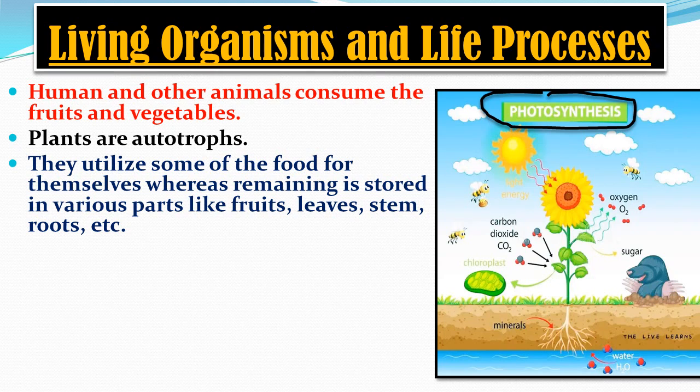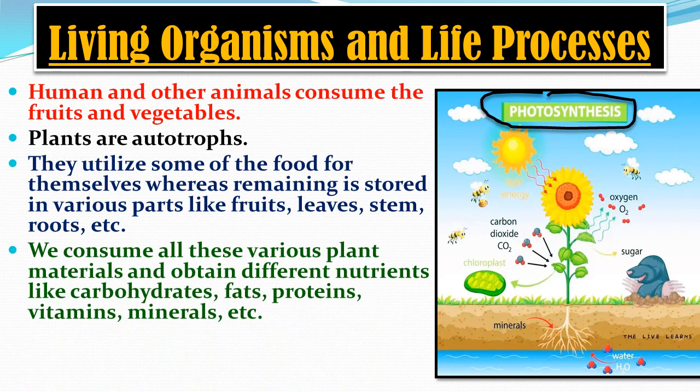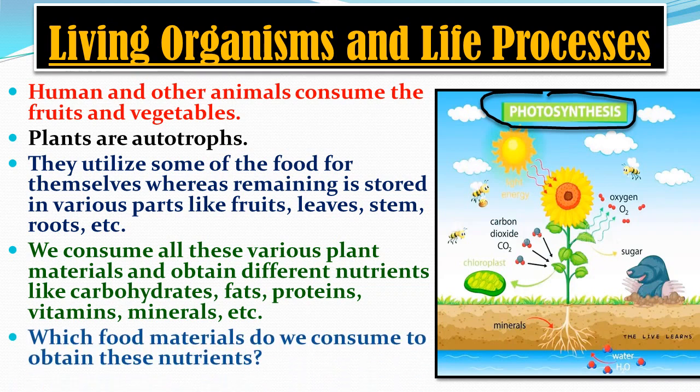And we consume these various plant materials like fruits, leaves and stems, and obtain different nutrients like carbohydrates, fats, proteins, vitamins, minerals, etc. That means plants produce their food, and some of it is stored in the fruits, leaves, stems and roots, and we consume these plant parts so that we can get these nutrients. Now here one question is there: which food materials do we consume to obtain these nutrients? Now let's answer this question.